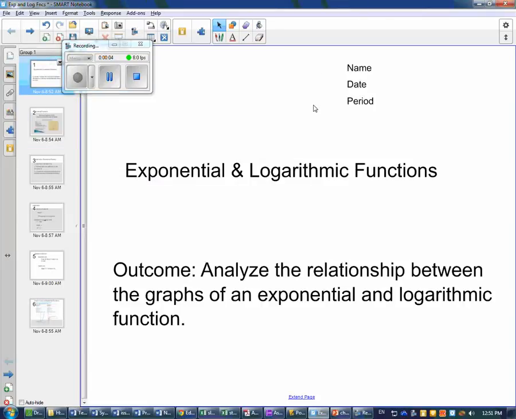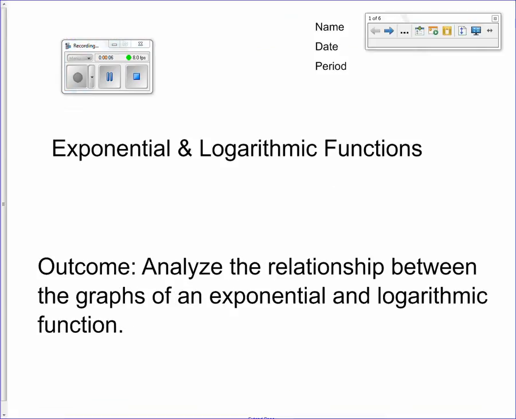The title of these notes is Exponential and Logarithmic Functions. Make sure your name, date, and class period are in the top right corner. And the outcome is to analyze the relationship between the graphs of an exponential and a logarithmic function.